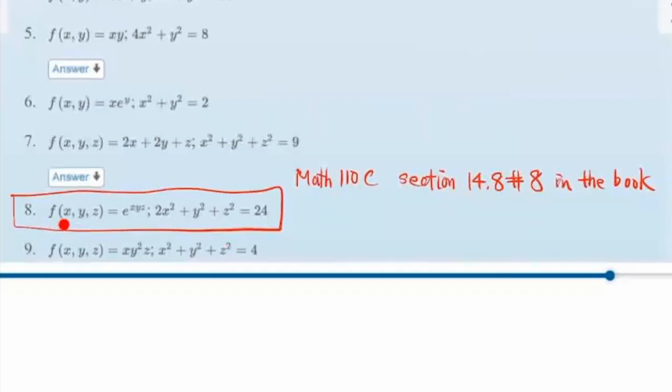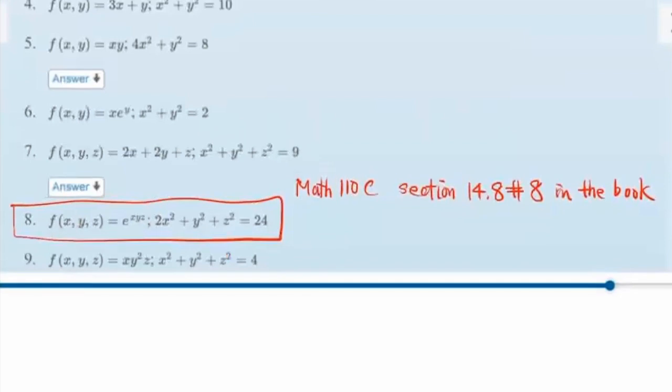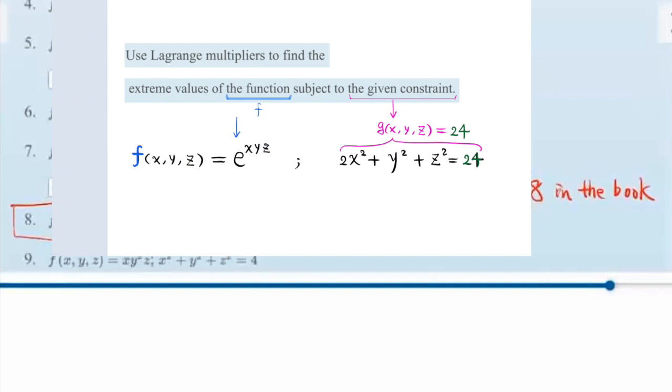We are given this function as a function of 3 variables, and we're also given this constraint equation, and we're trying to use Lagrange multipliers to find the extreme value of the function subject to this given constraint. Now, to use the Lagrange multiplier here, the solution will be like this.